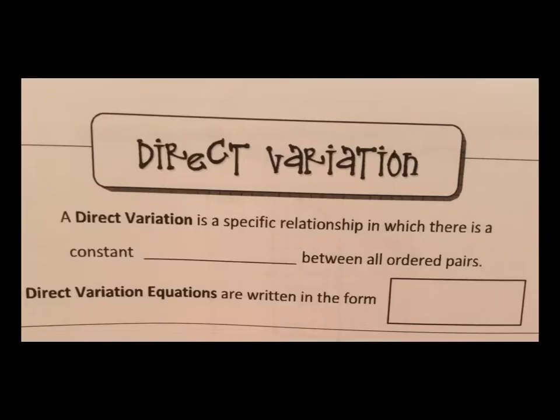Direct variation is a specific relationship in which there is a constant ratio of x and y. And our constant ratio of y and x will always be y over x between all ordered pairs. In direct variation, every ordered pair has the same ratio y to x. These are also called proportional relationships. So direct variation is a proportional relationship.